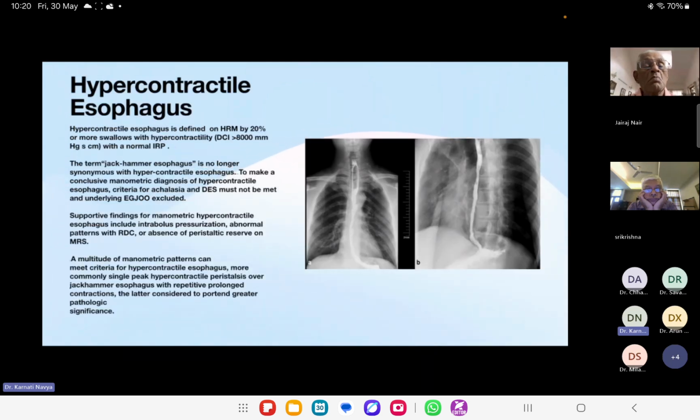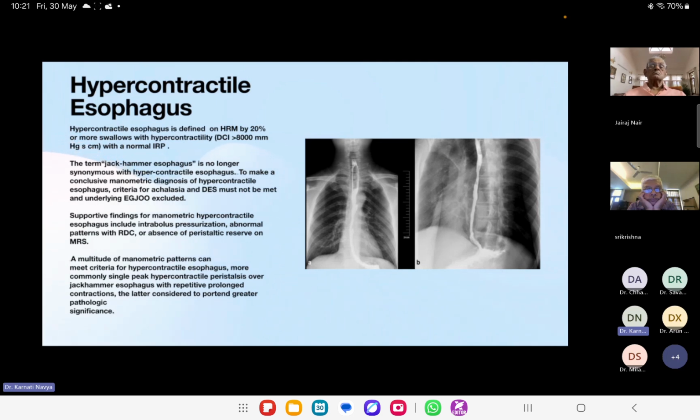The other part is the hypercontractile esophagus. In this, on HRM, there are 20% or more swallows with hypercontractility, with a contractile integral of more than 8,000, with a normal integrated relaxation pressure. This is commonly termed jackhammer esophagus. The term jackhammer esophagus is no longer synonymous with hypercontractile esophagus. To make a conclusive manometric diagnosis of hypercontractile esophagus, criteria for achalasia and diffuse esophageal spasm must not be met, and underlying outlet obstruction should be excluded.